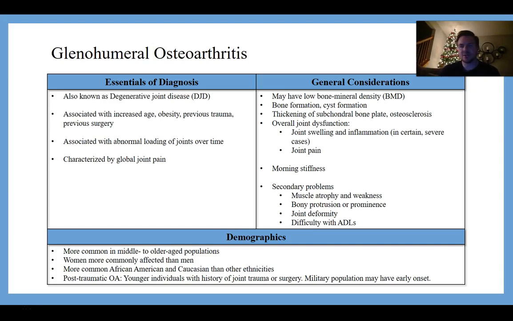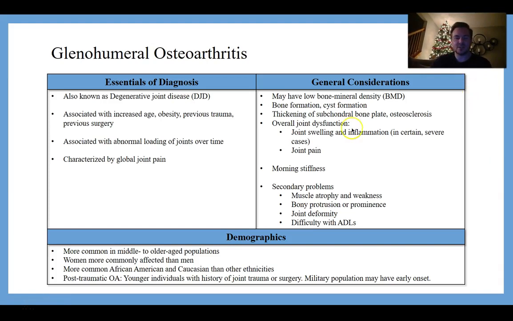So, OA is also known as degenerative joint disease, and that's kind of a scary thing for a patient to hear. Degenerative joint disease. It's like, no, not really. It just means you're getting older, and you've probably been active, so that's good. So it's associated with increased age, maybe obesity, previous trauma, definitely previous surgery, abnormal loading of joints over time, and characterized by global joint pain. And this is pretty much common for all types of OA.